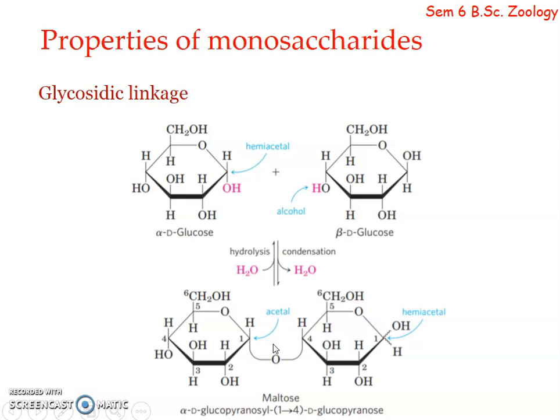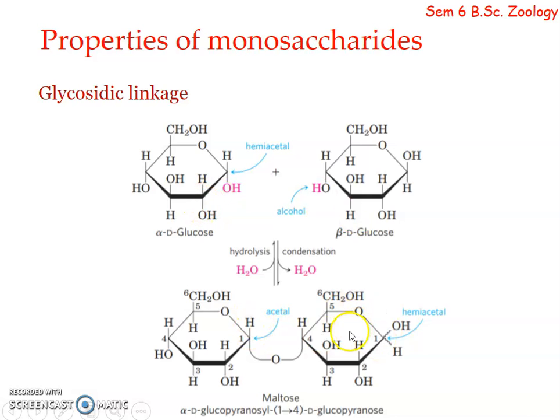Now we have to name the bond, because naming the bond is also important. The new molecule formed is a disaccharide, an oligosaccharide with two monosaccharide units. Condensation, that is removal of water, results in the formation of a disaccharide. This disaccharide, formed of two glucose molecules, is known as maltose. When water is added to this disaccharide, it gives rise to two glucose molecules.